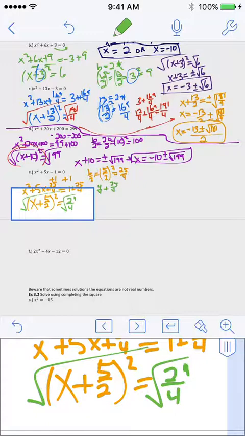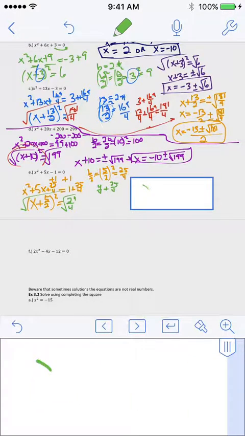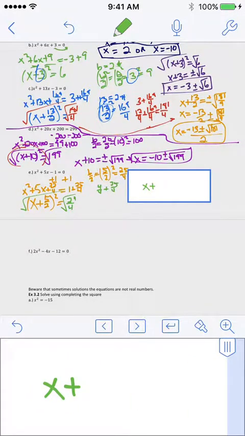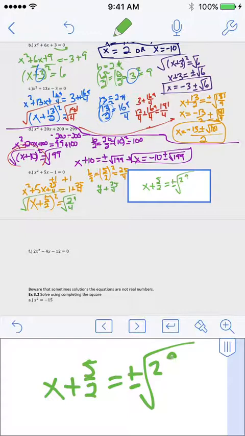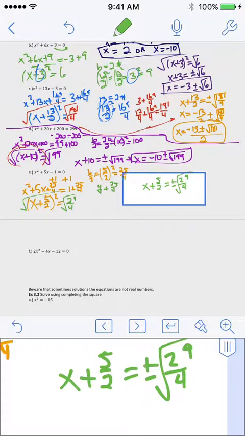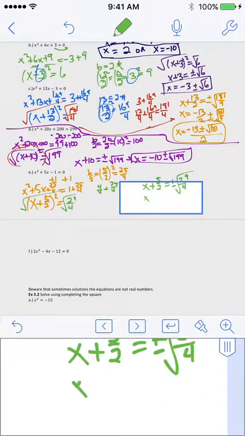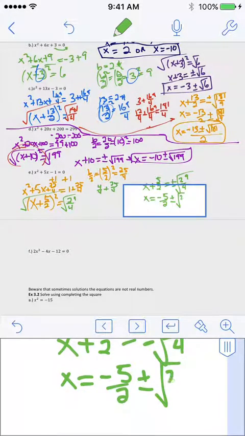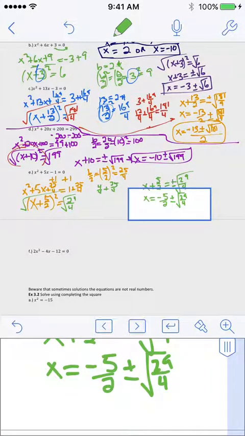Square root both sides. End up with x plus 5/2 is equal to plus or minus the square root of 29/4. And then we subtract that 5/2. Notice I'm not even touching the square root part until the very end. I just reduce once, so I don't have to reduce a whole bunch of times. Square root of 29/4. Now I can reduce, since x is all by itself.